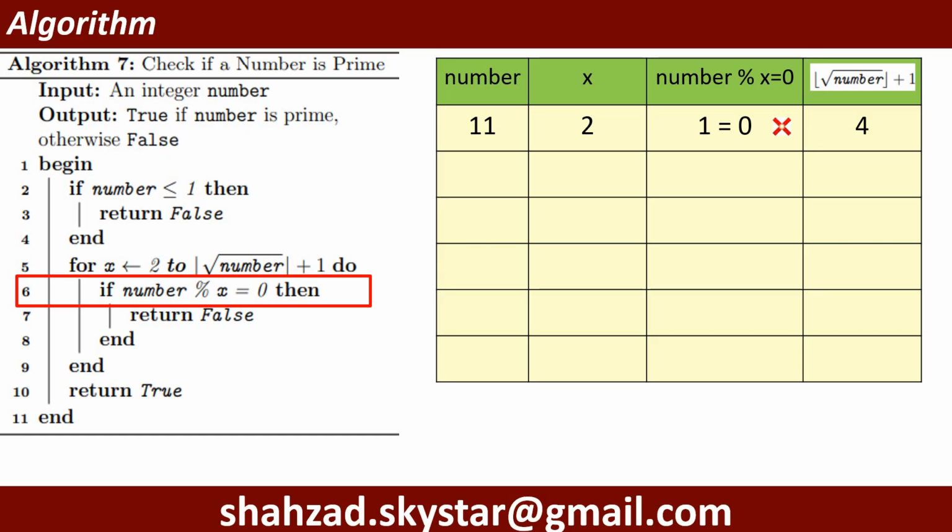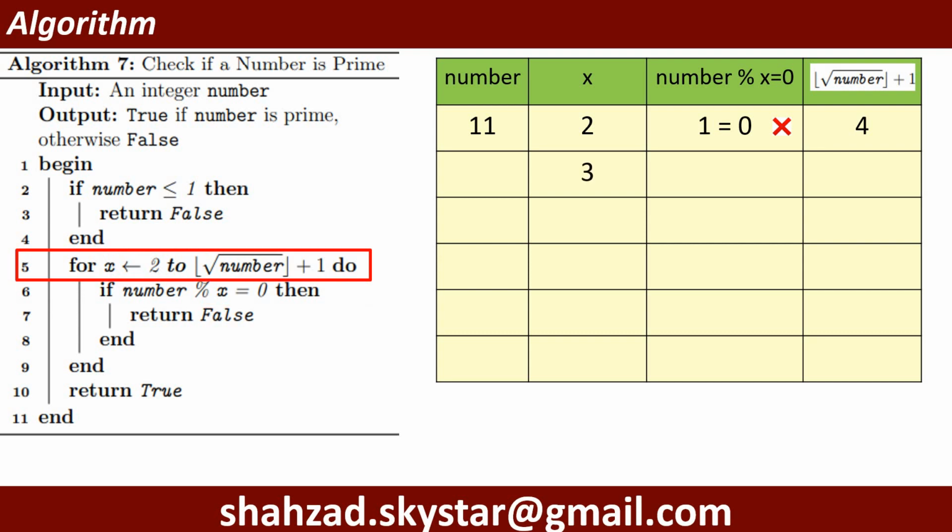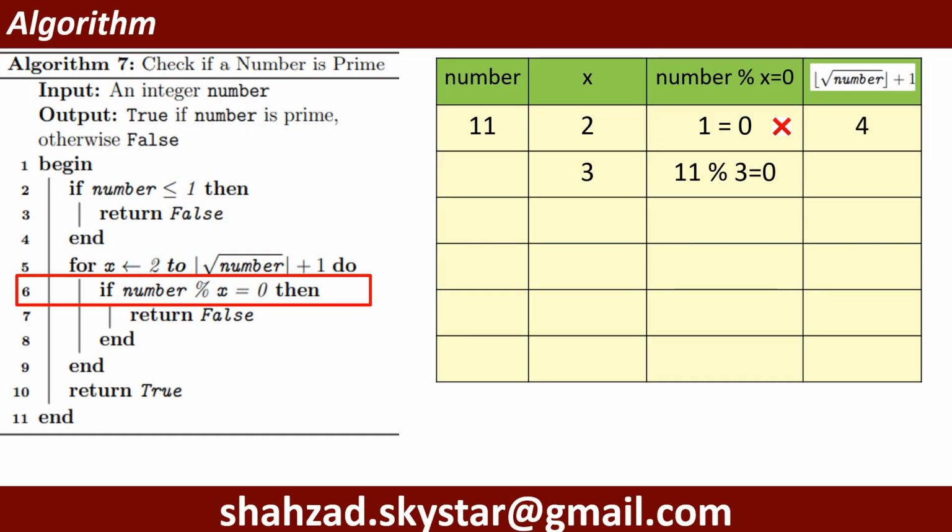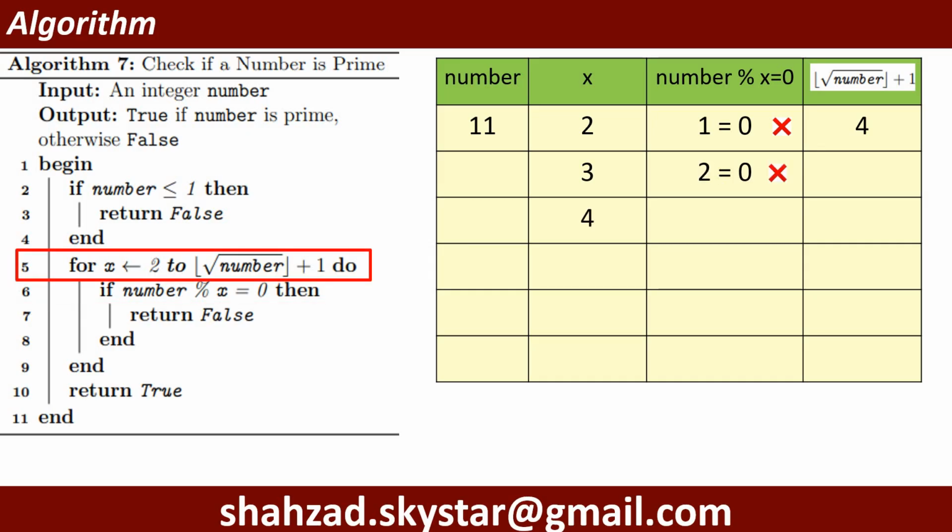In this case, the condition will be false. Then it will move to the next value of x, that will be 3, and then it will check 11 divided by 3, and get the remaining value. 11 divided by 3: 3 threes are 9, remaining will be 2. 2 equal to 0 will be false.